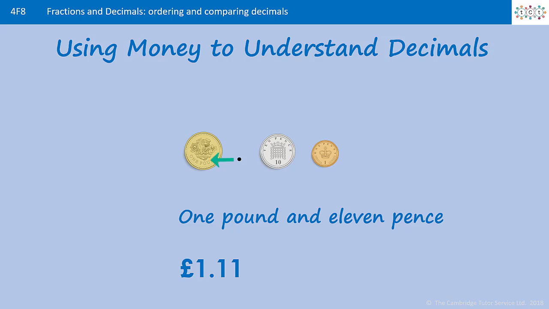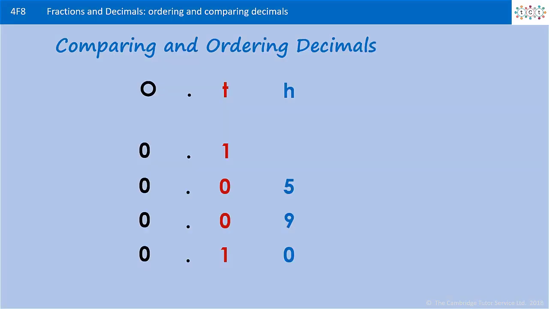So before the decimal point, you're looking at how many whole pounds you have, and after the decimal point, how many pence, or parts of a pound. Here I've lined up some decimal numbers so they're in their place value columns, and I want to put them in order. If I think about the ones as £1, and then on the other side of the decimal point, the tenths and hundredths, I'm going to think of those as how many pence.